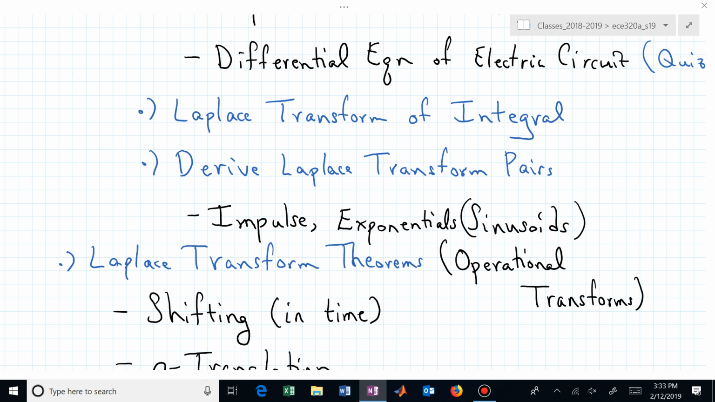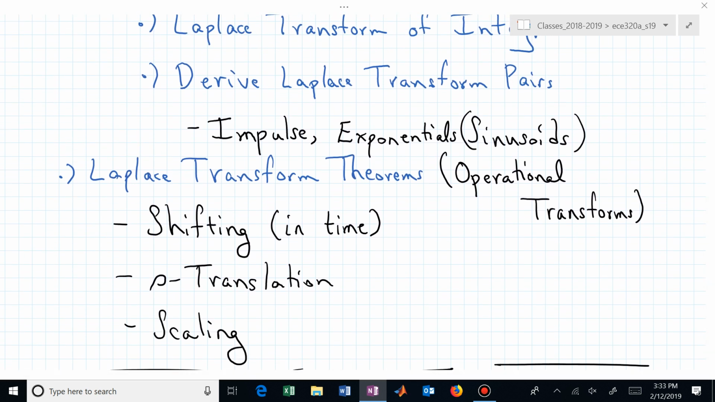What's the Laplace transform of a cosine? What's the Laplace transform of a sine? Eventually, we'll start looking at exponentially damped sines and cosines. I'm not sure how far we will get, but this is where we're headed.